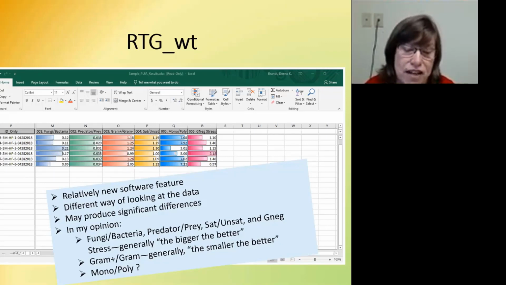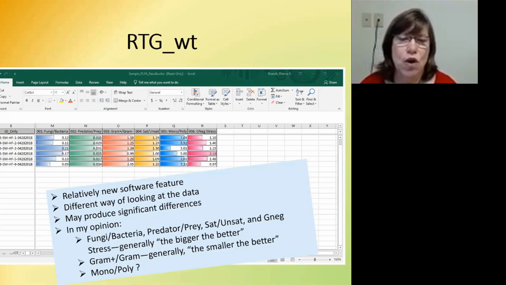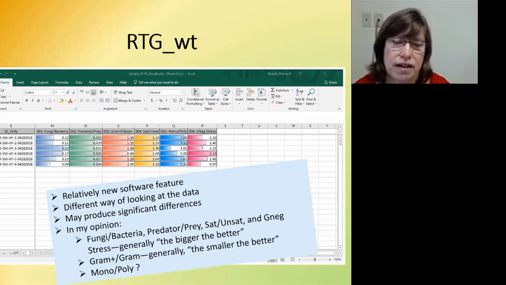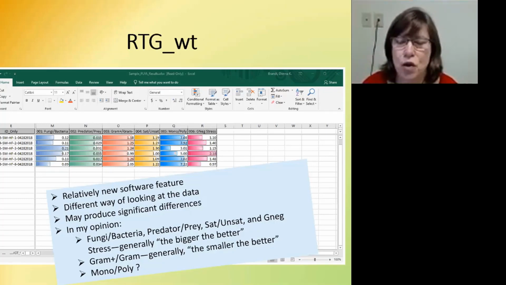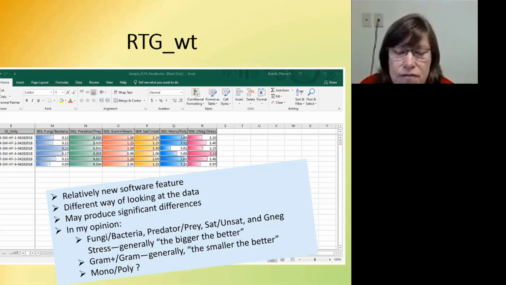The gram positive over gram negative, I generally think the smaller the better, because you have the gram negative on the denominator. So if you have more gram positive than gram negative, it's going to be above 1. If they're about the same, it's going to be around 1. So I consider the more gram negative, the better. There may be different reasons. Maybe you're looking at something different.